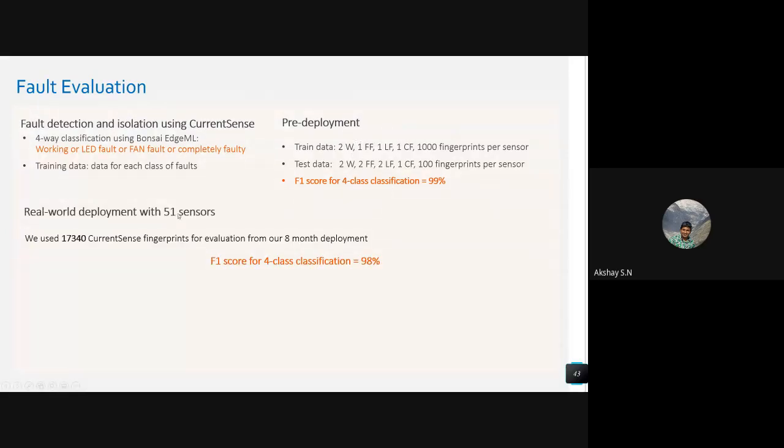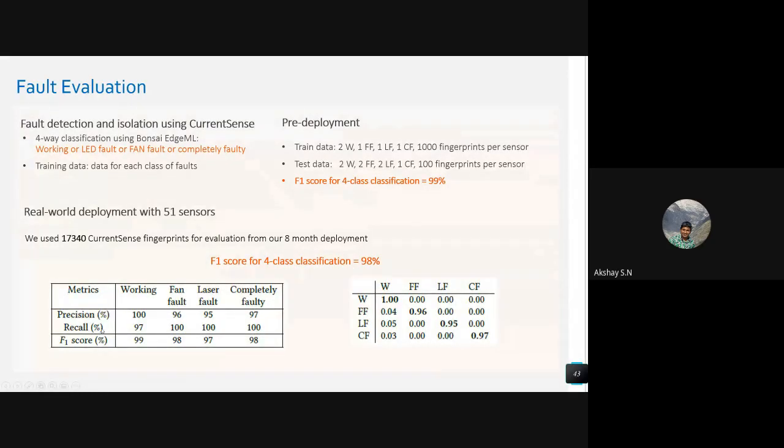Now what we have done is we have taken this ML model which we developed in the lab and deployed it in all the 51 sensors in Bangalore. Then for 8 months we evaluated how this model performs. Our model has over 98% accuracy in detecting faults. What does it mean? Here is the precision and recall for each class. Let's take the working class. We are able to say with 99% accuracy whether this sensor is working or not. Similarly, we can say with 98%, 97% accuracy whether a sensor has a fan fault, a laser fault, or is completely faulty.